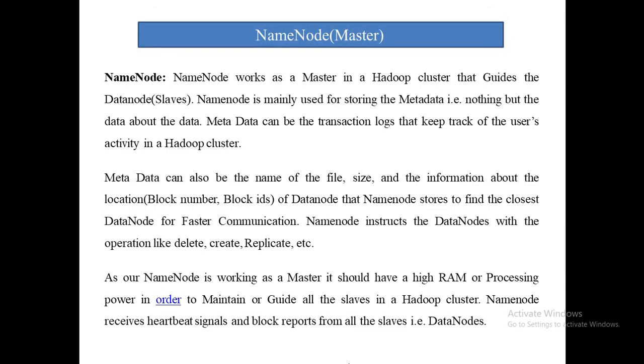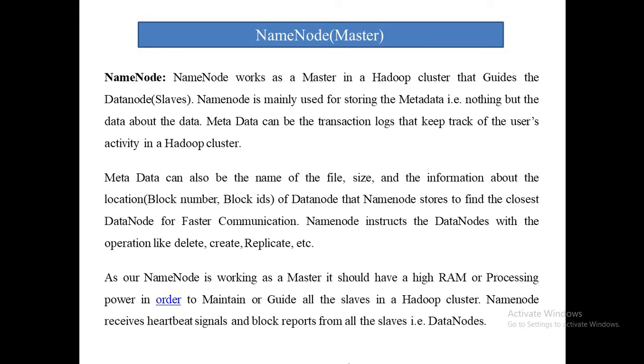Name node receives the heartbeat signal and the block report from all the slaves, from the data nodes. So this is very, very important in HDFS. These two things: name node is a master, it is very important, it is going to take control. It has the metadata. What is metadata? Data about the data. What is it storing? It's storing the name of the file, size, information about the location. Location is nothing but the block number, block ID of the data node.